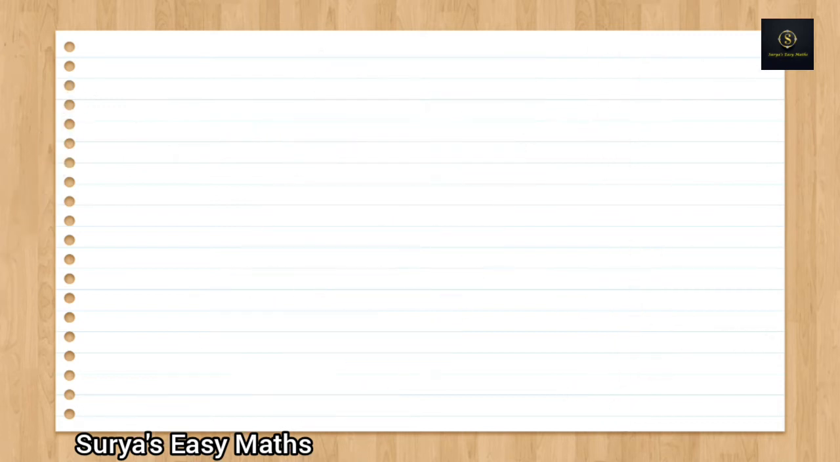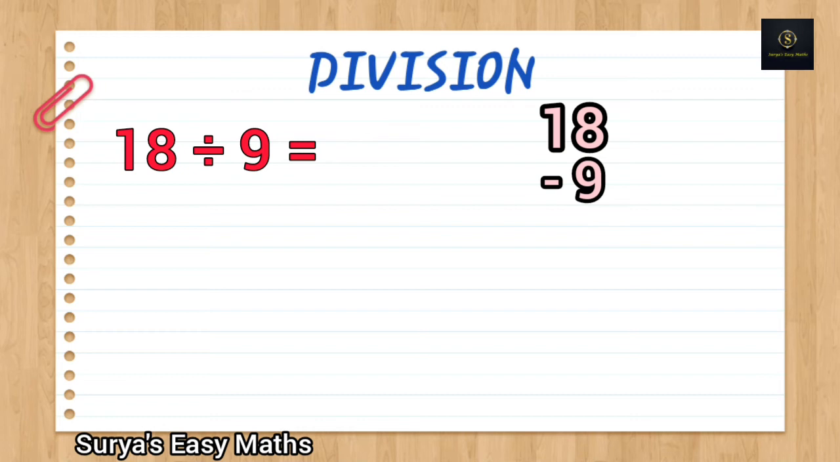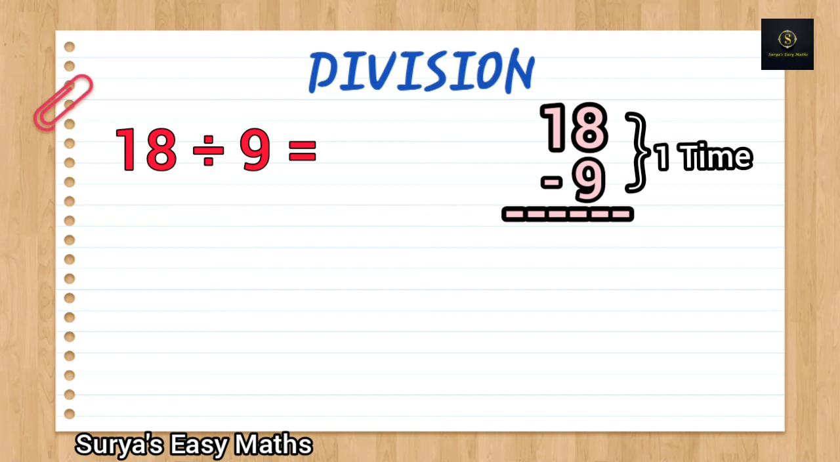Now let's see another example. 18 divided by 9. Now from 18 we have to do repeated subtraction of 9 until we get 0. So let's start doing repeated subtraction. 18 I have written above as it is the dividend and 9 I have written below 18 as it is the divisor. Now 18 minus 9 is equal to what? Yes, you are correct. 18 minus 9 is equal to 9.